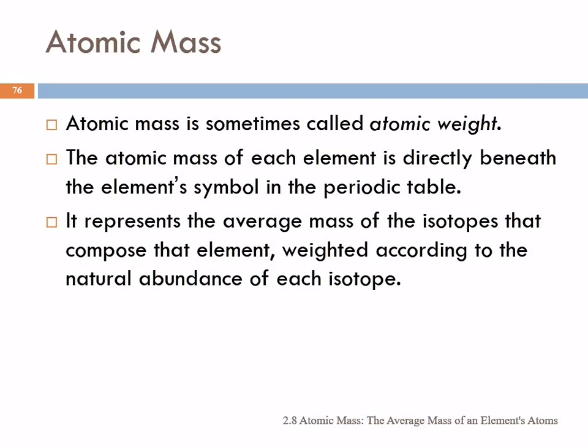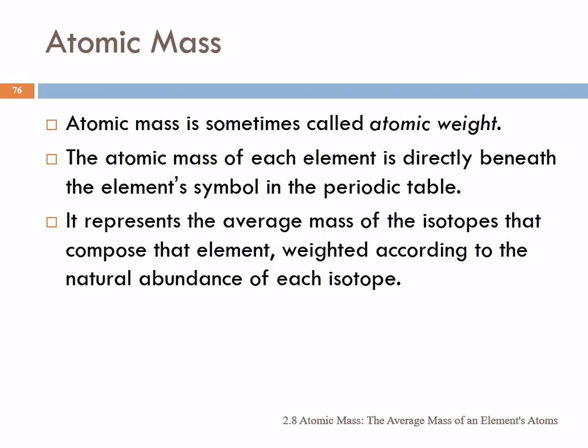Atomic mass. Atomic mass is sometimes called atomic weight. As long as you're on the planet, they're pretty much the same. The difference between mass and weight is that weight depends on the strength of the gravitational force, and mass does not. The atomic mass of each element is given below the element symbol in the periodic table, and this is where the decimal numbers come in.